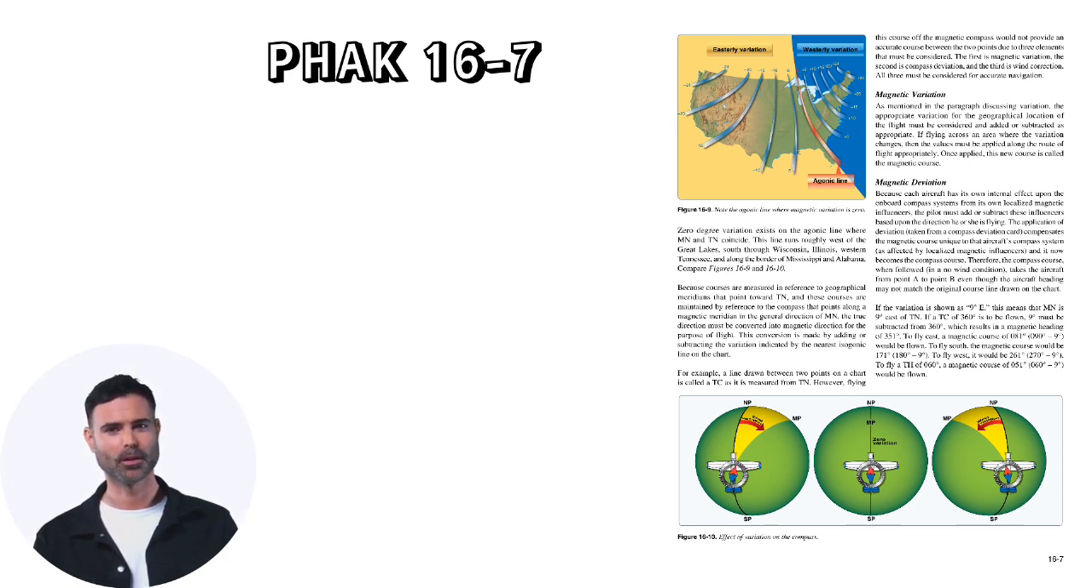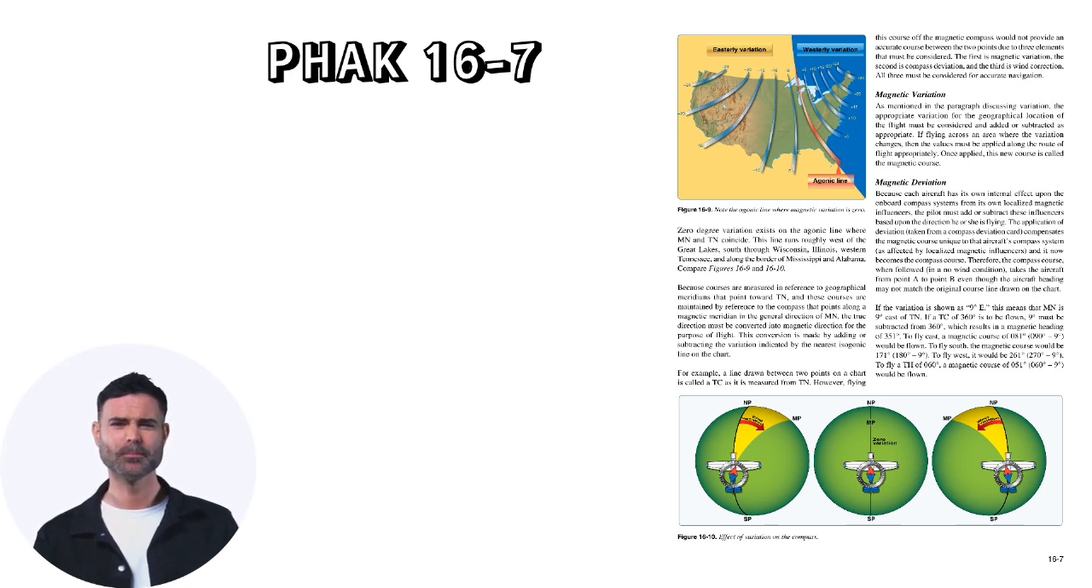For example, a line drawn between 2 points on a chart is called a TC, as it is measured from Tn. However, flying this course off the magnetic compass would not provide an accurate course between the 2 points due to 3 elements that must be considered. The first is magnetic variation, the second is compass deviation, and the third is wind correction. All 3 must be considered for accurate navigation.